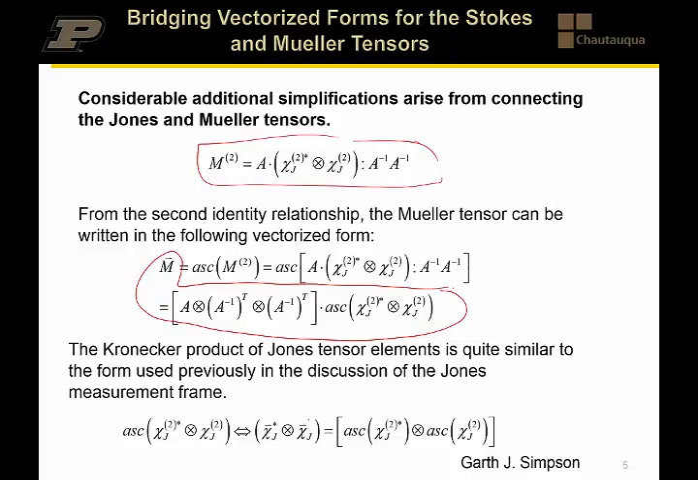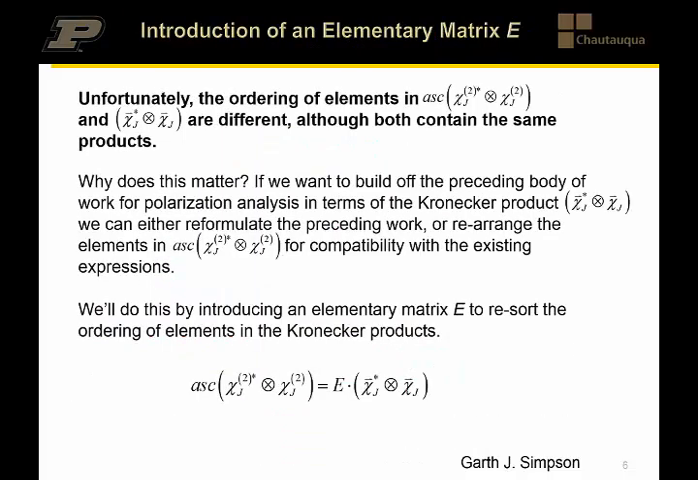Now, we've actually seen something that looks like this many, many times in the discussion of the Jones measurement frame for polarization analysis, which is not exactly the same thing that we have from this vectorization of the Mueller tensor. They differ just because the exact same terms are in them, but rearranged. You can see you've got the Kronecker product of two Jones tensor elements, but they're just rearranged in a slightly different order, which is sort of a pain. But there is a way to get around that.